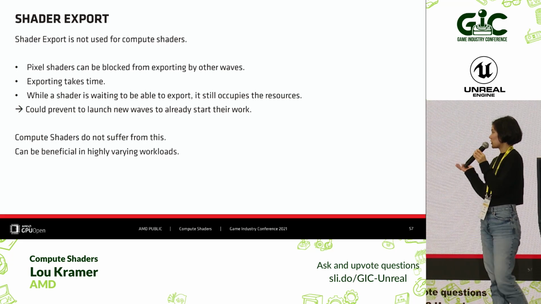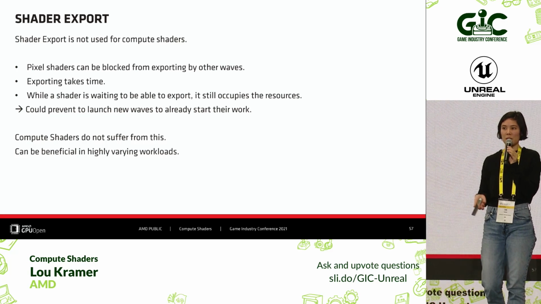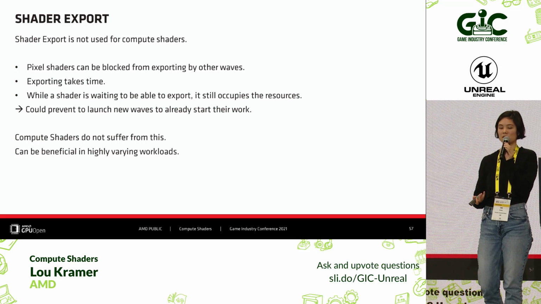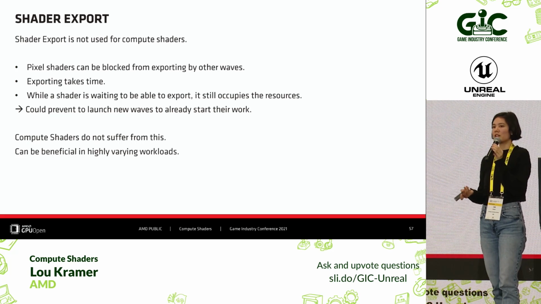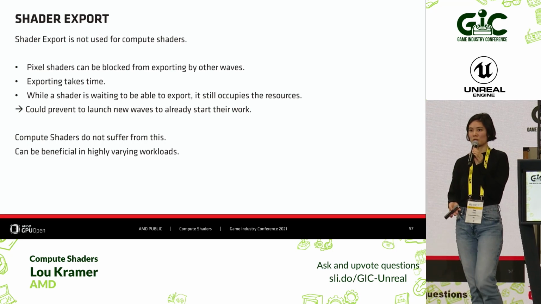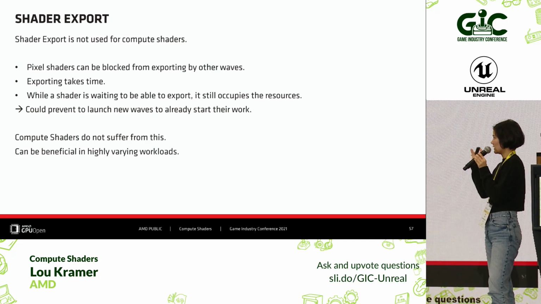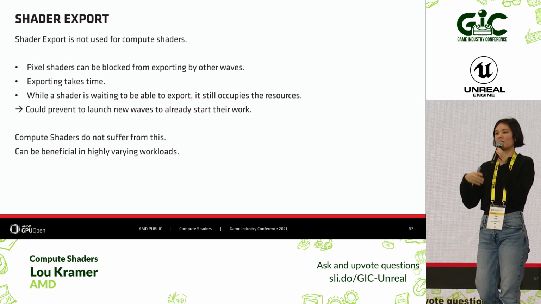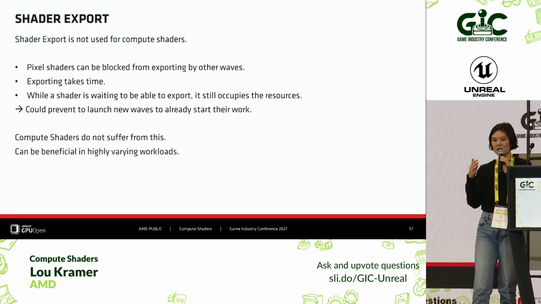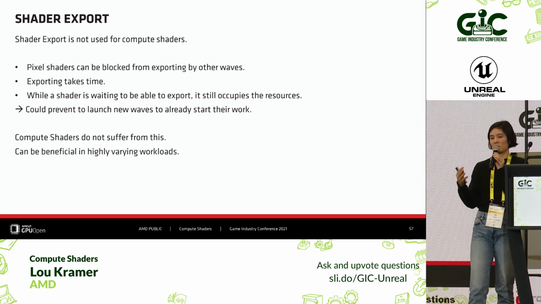And compute shaders do not suffer from this. So basically, if you have a shader that's export bound, it can be beneficial to move to compute shaders in this case. We usually tend to see this when we have highly varying wave lengths, that it makes sense to move to compute shaders because we are not blocked by this specific hardware unit. Or also when we overlap pixel shaders with compute shaders, and the pixel shader is using the export engine, the compute shader is not blocked by this.